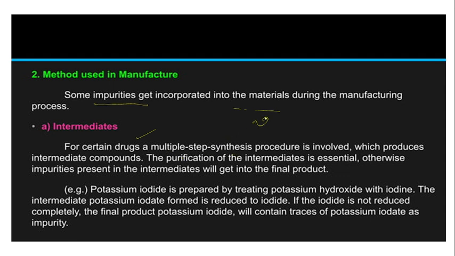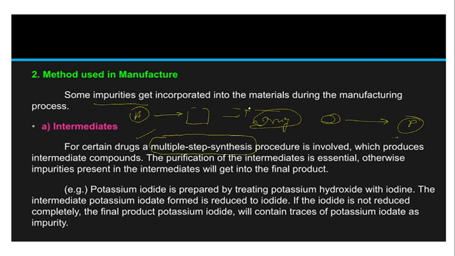See, a drug is not a single step procedure where we have a reactant, put it into a machine and get the product. This is not drug manufacturing. Drug manufacturing is a long, multi-step procedure. Here we go through so many steps. So a multi-step synthesis procedure is involved which produces an intermediate compound. Say A is a reactant, and now something is formed, and after that a final product B is formed.